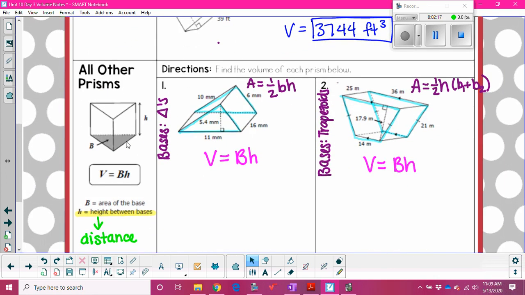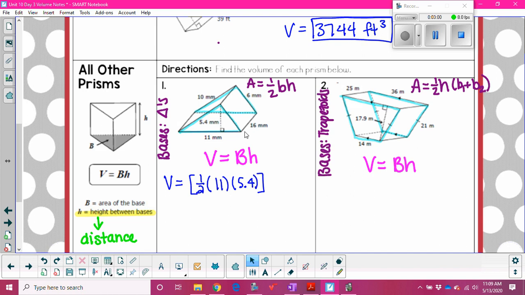So looking at number 1. I've highlighted the bases here, and they are triangles. The formula for the area of a triangle is 1/2 base times height, and that's what we're going to be finding right here with this capital B. So I'm just going to plug this in now. We have the volume is equal to the area of our base, which is 1/2 times the base of this triangle, which is 11, and the height is 5.4. Remember, the height and base of a triangle are perpendicular. So we have 1/2 times 11 times 5.4, and that is the formula for the area of the base.